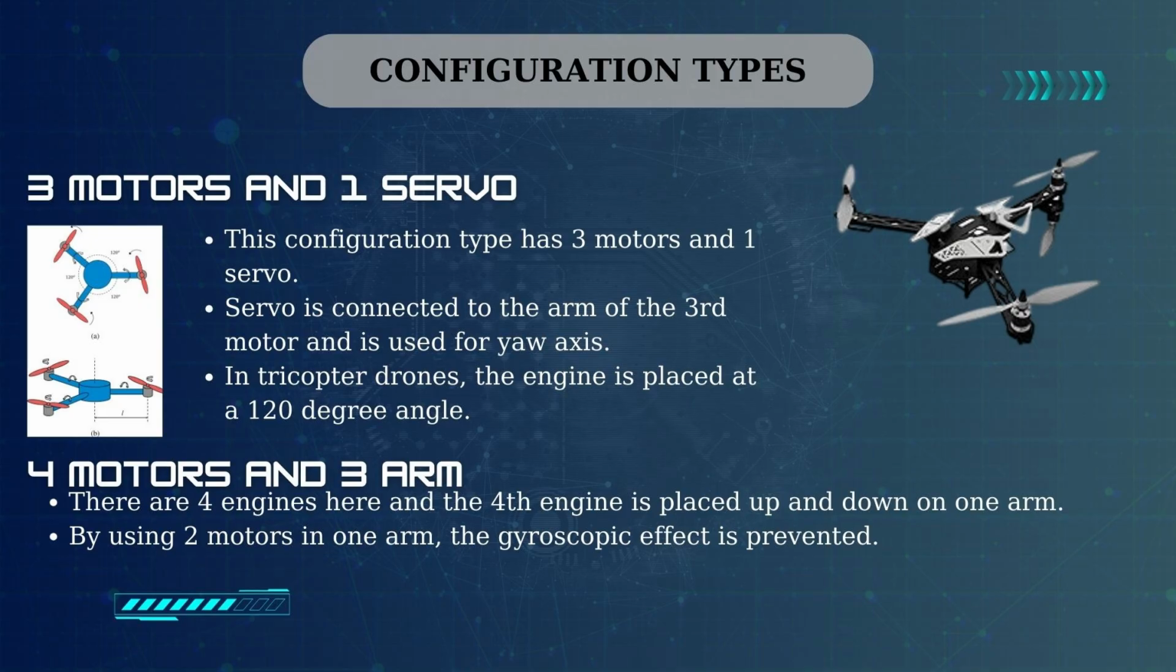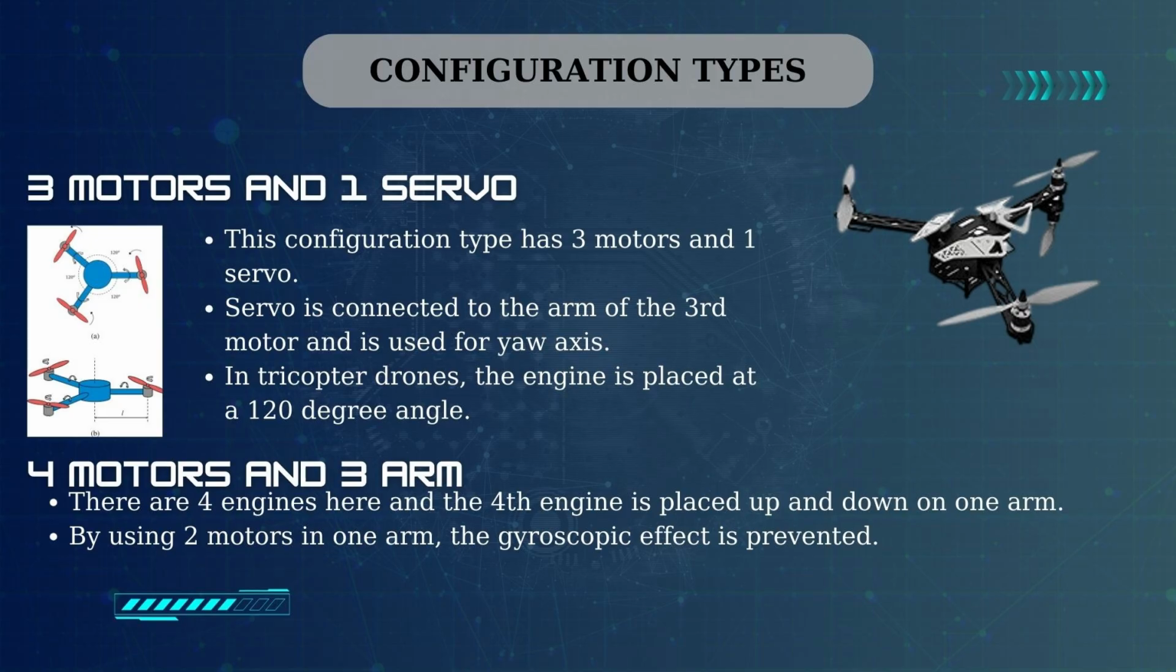Our current topic is configuration types. First, let's start with the design with 3 motors and 1 servo. There are 3 arms, 3 motors, 1 servo, and the difference between these motors is 120 degrees. The servo we added is connected to the last motor and enables the yaw movement.